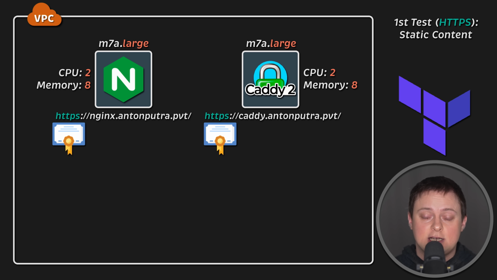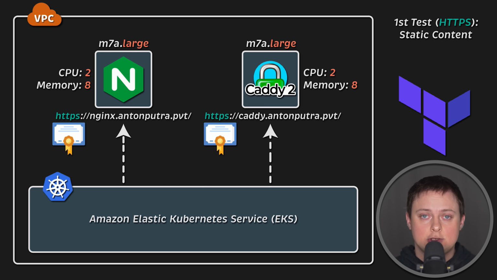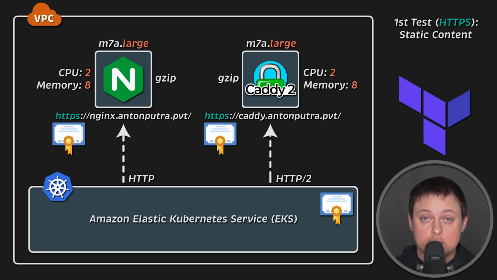I also create a self-signed certificate authority and issue certificates for Nginx and Caddy. To generate load, I create an EKS cluster and deploy around 20 pods per web server using Kubernetes jobs. I provide each client with a certificate to authenticate with the web servers. This setup is typical. Both web servers serve static content to the clients using compression to reduce payload size and HTTPS for security. TLS certificates also enable us to upgrade from HTTP 1 to HTTP 2, a more efficient binary protocol.